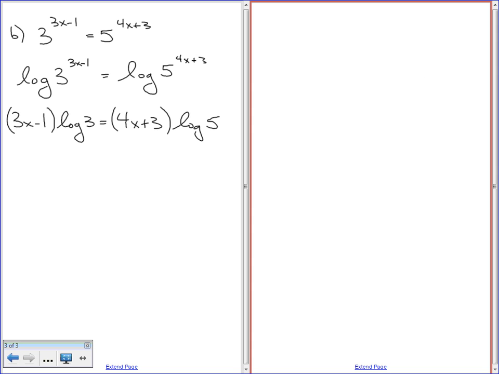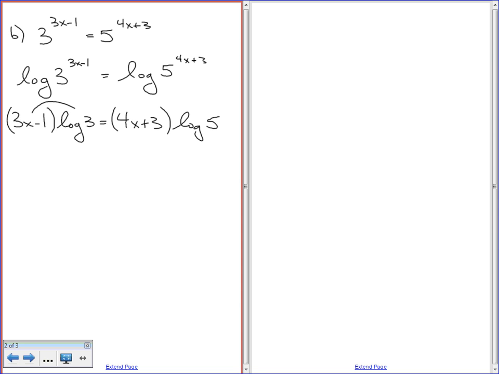So keeping in mind what we're trying to do, we're trying to isolate x. So I need to get rid of this bracket. How do I get rid of the bracket? Well, I distribute. Remember, the log of 3 is just a number, so I'm going to distribute that number inside the binomial. So I get 3x times the log of 3 minus 1 times the log of 3. And on the other side, I'm going to do the exact same thing with the log of 5. I'm going to distribute that through.